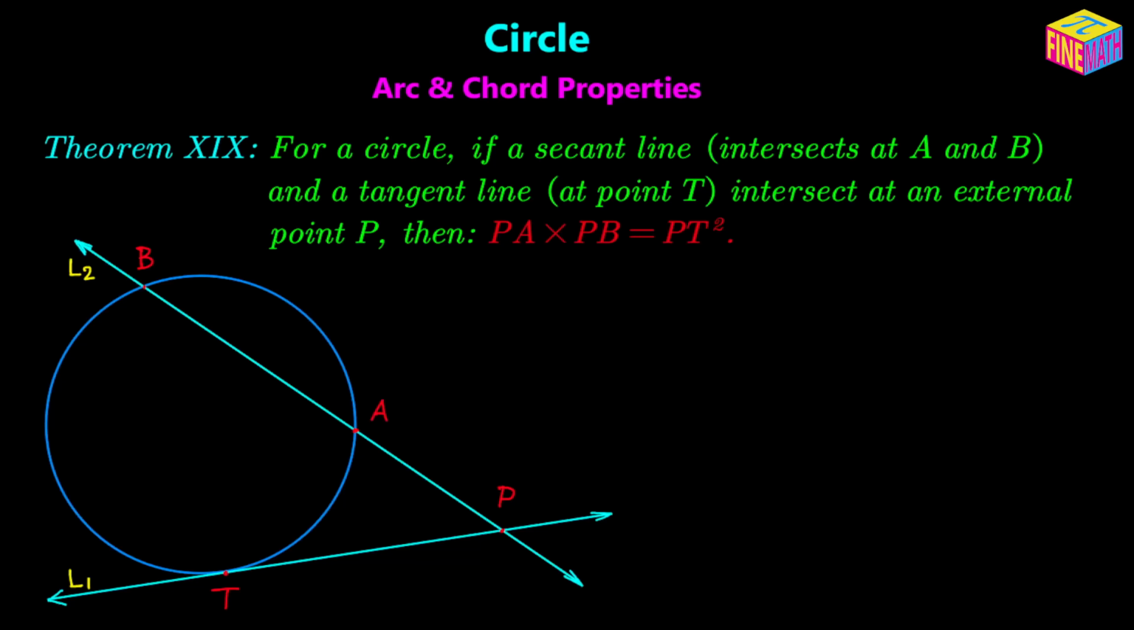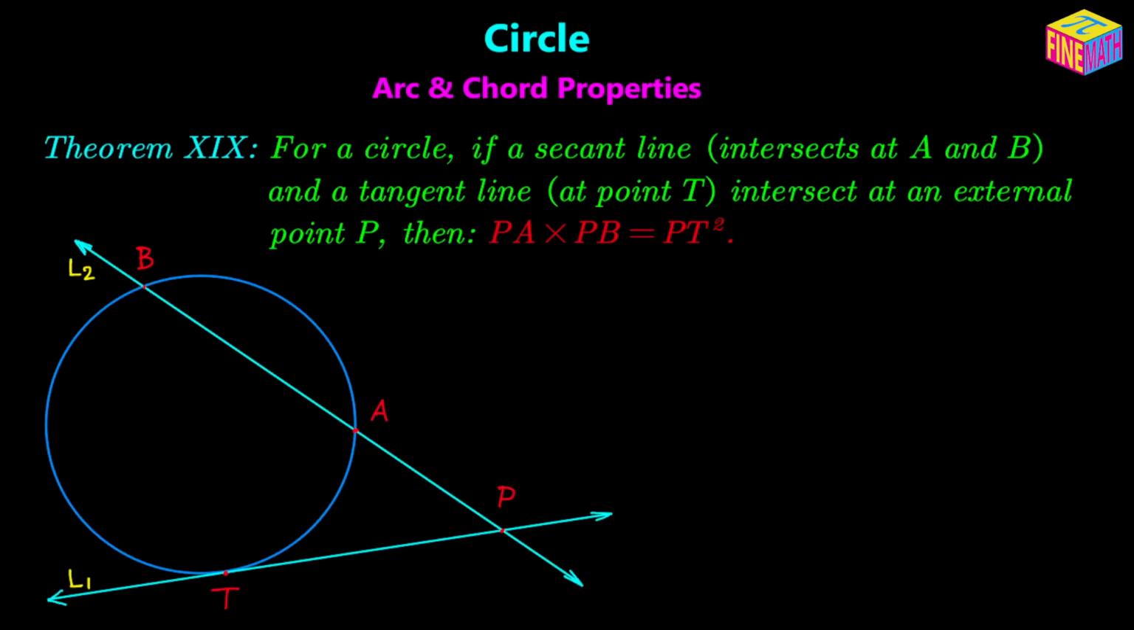Let's suppose we have a circle like this, as you see in the diagram, and we have a secant line that intersects the circle at points A and B, and I have named this secant line L sub 2. We have a tangent line which touches the circle at point T, and I have named this line L sub 1. These two lines intersect each other at a point P which is outside of the circle. In this situation, the theorem says that the product of the length of PA and the length of PB will be equal to the square of the length of PT.